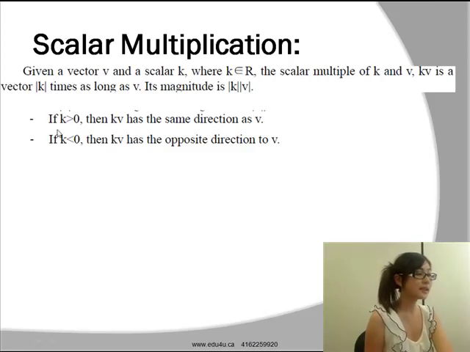If this scalar value of k is bigger than 0, then kv has the same direction as v. But if k is less than 0, then it will have the opposite direction to v.